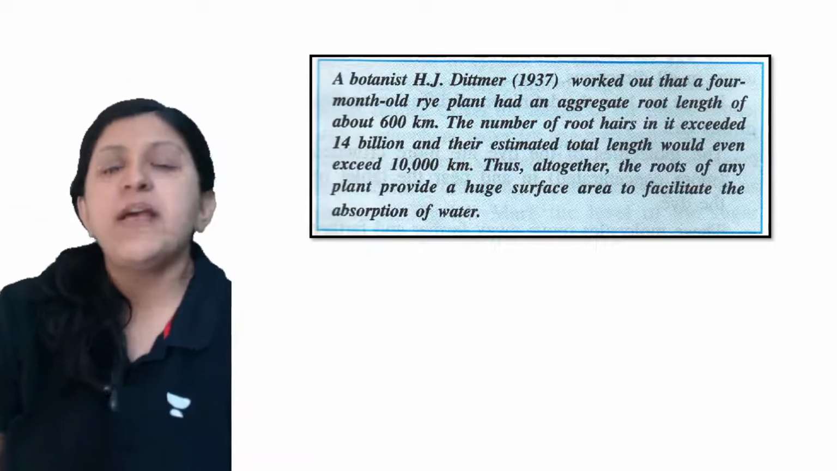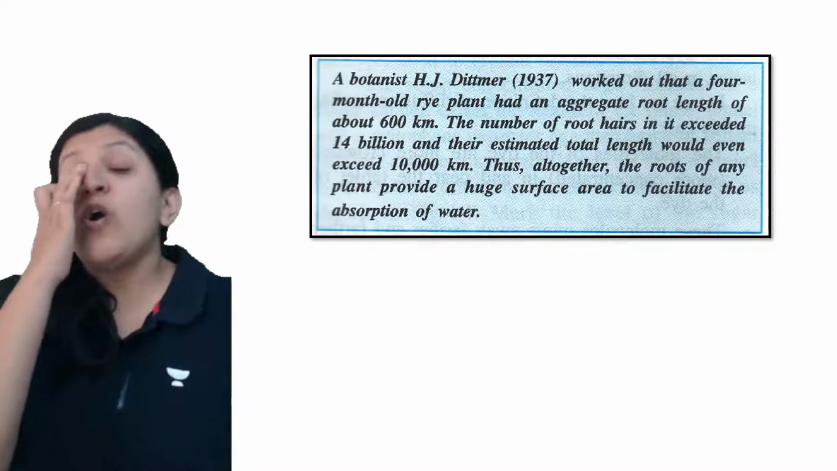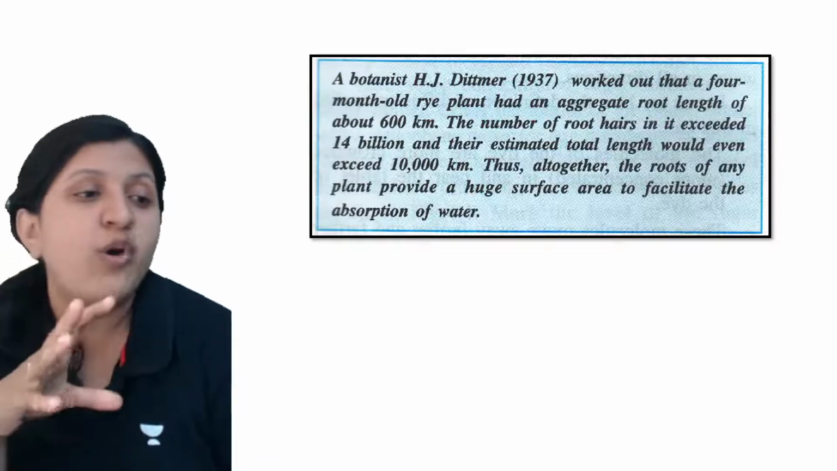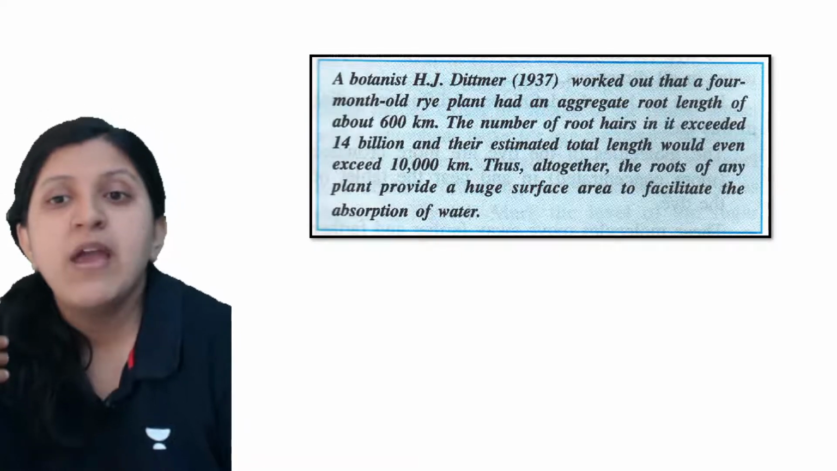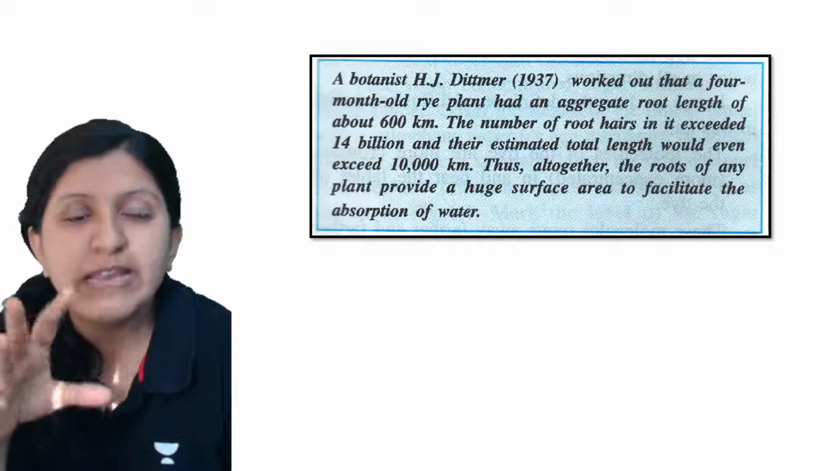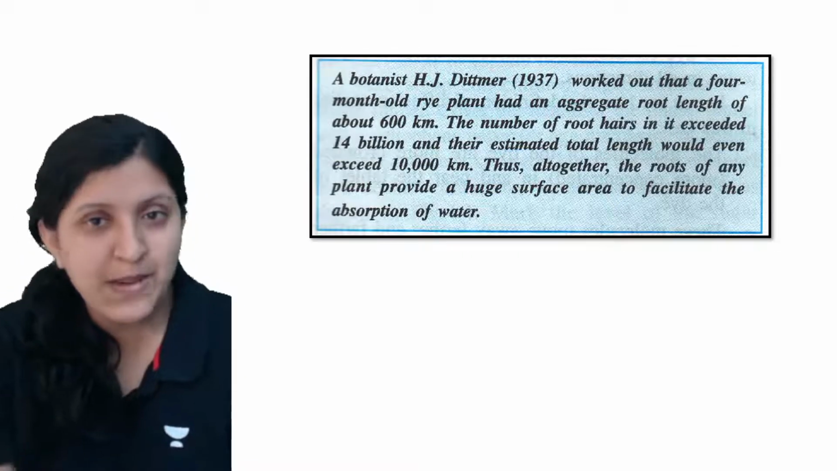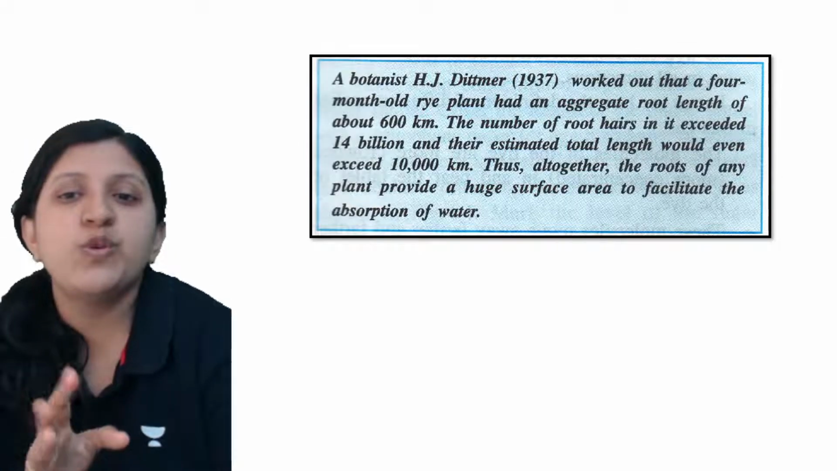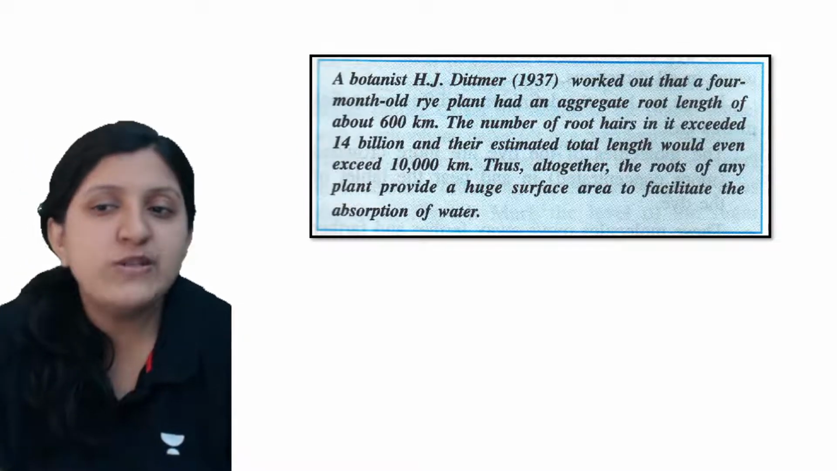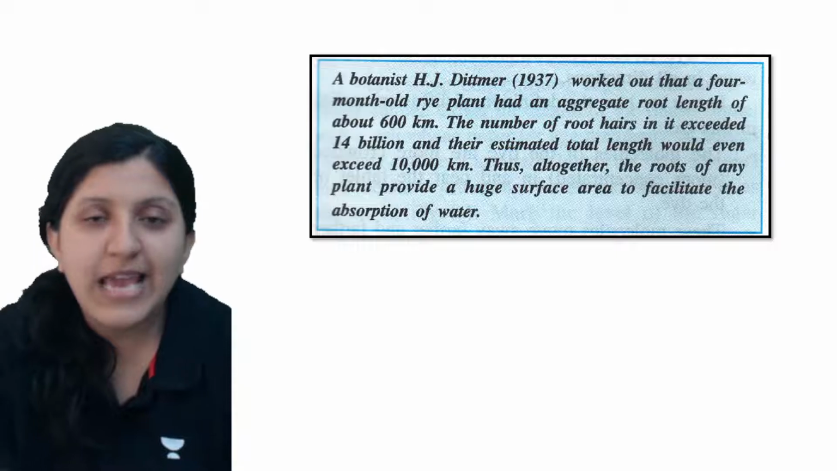So in that case, you can see that the root along with the rootlet will form about 600 kilometers, and the root hair alone can cover up to 10,000 kilometers, all in the same place. Thus it provides a huge surface area to facilitate the absorption of water.